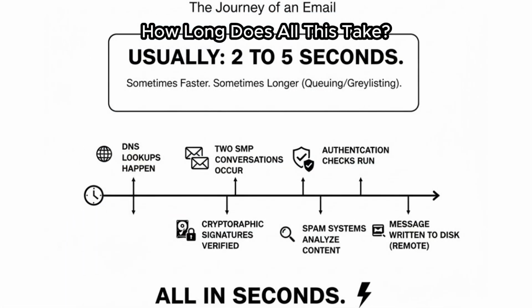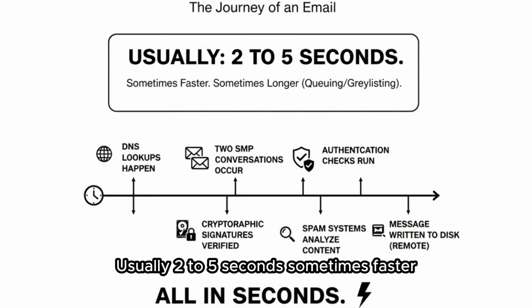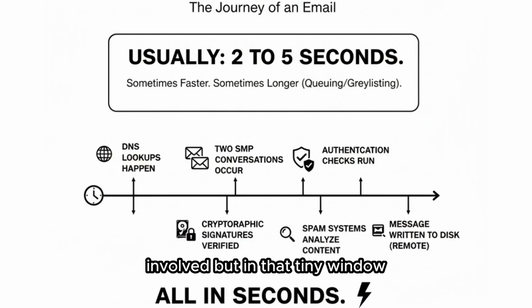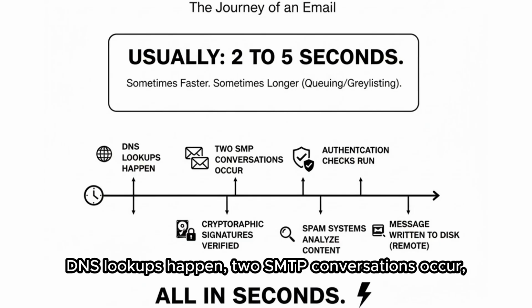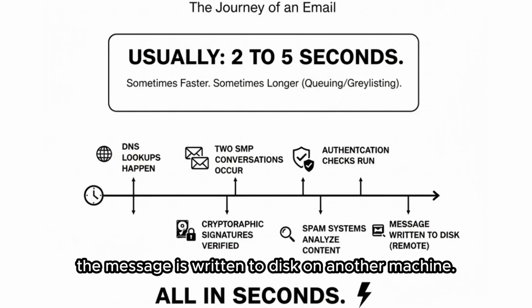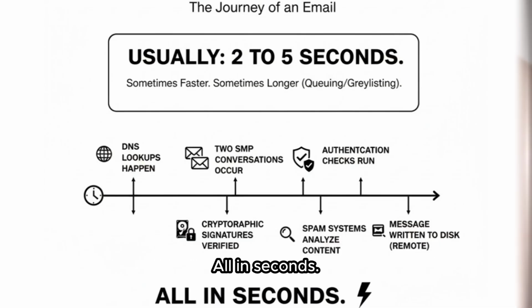How long does all this take? Usually 2 to 5 seconds, sometimes faster, sometimes longer if there's queuing or graylisting involved. But in that tiny window, DNS lookups happen, 2 SMTP conversations occur, authentication checks run, cryptographic signatures are verified, spam systems analyze the content, the message is written to disk on another machine, all in seconds.